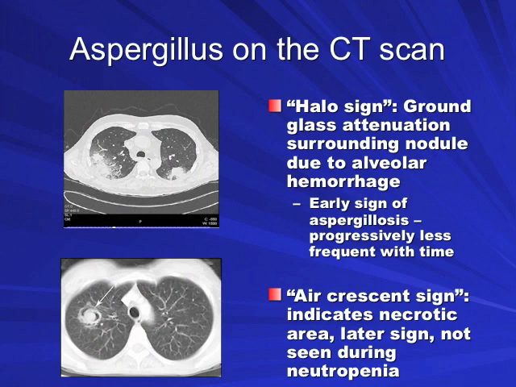On the lower of the 2 pictures, you're going to see the air crescent sign, which indicates an area of necrosis. This is a later sign, and it's not seen during neutropenia because you don't have enough neutrophils to attack. It's analogous to what we saw with hepatosplenic candidiasis.